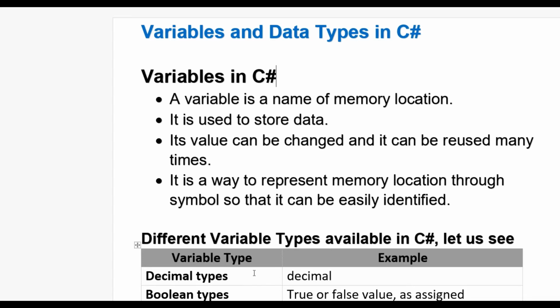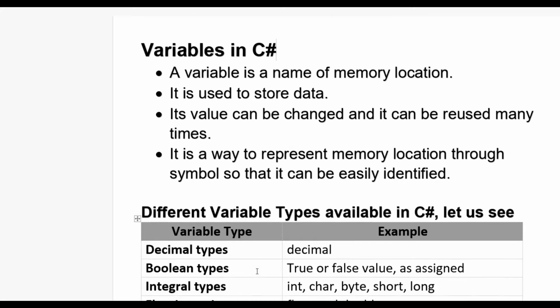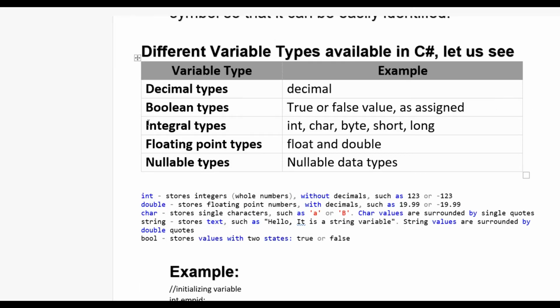Different variable types are available in C Sharp. Let us see. Decimal type, decimal. Boolean types, true or false value is assigned. Integral types: integer, char, byte, short, long. Floating point types: float and double. Nullable types, nullable data types. Now let us see what type of data is stored in the different types.